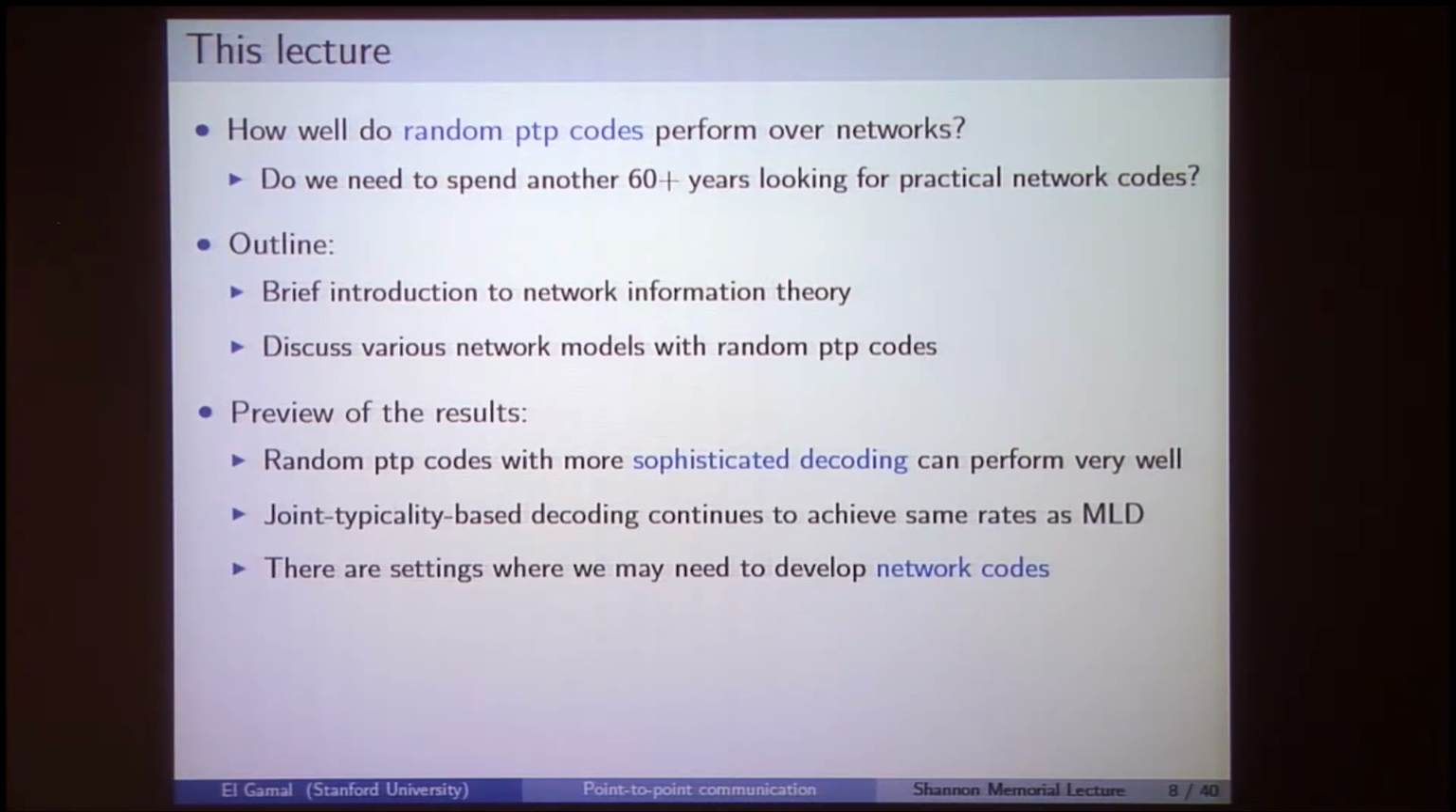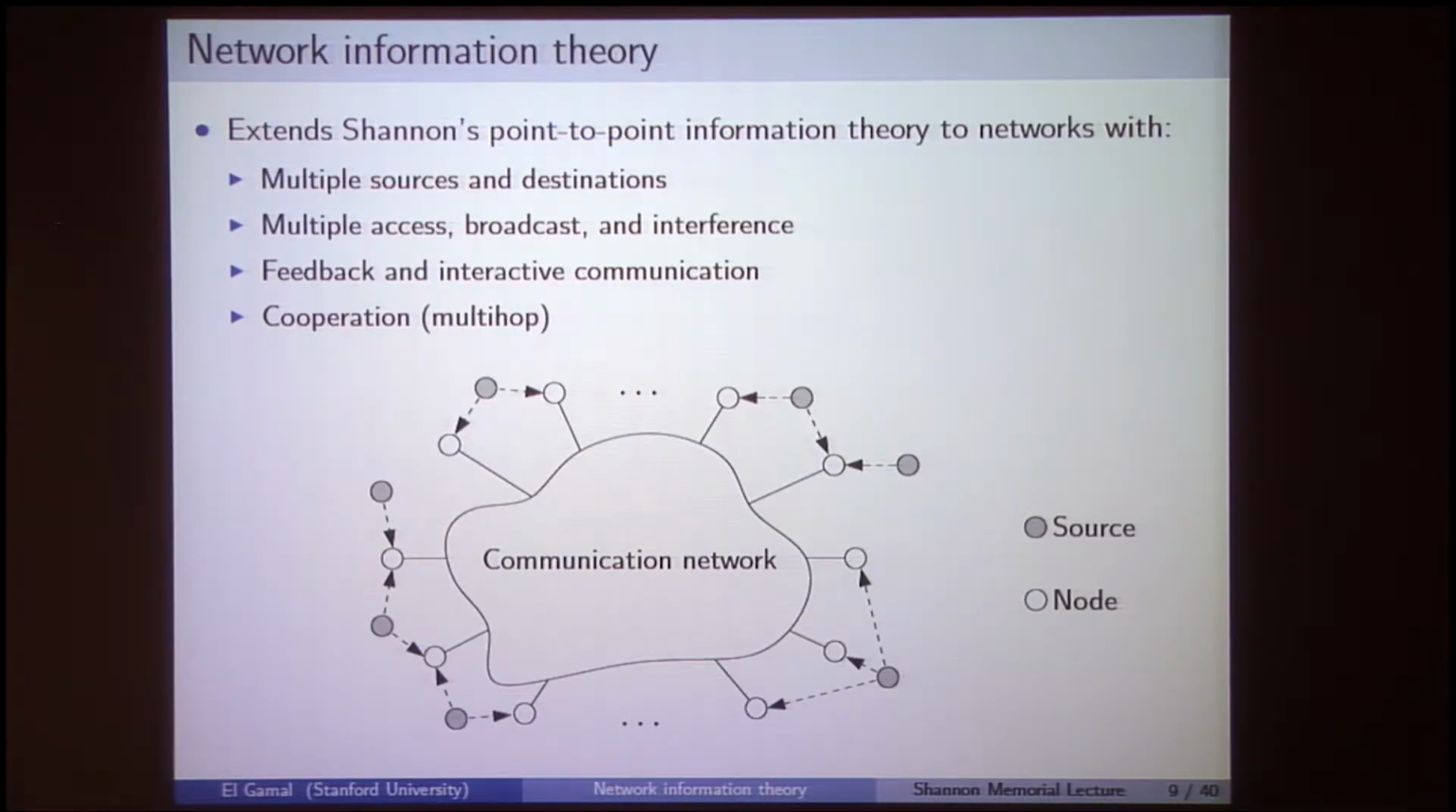Okay. So let me say a few words about network information theory. The work in network information theory aims to extend Shannon's point-to-point information theory to networks with multiple sources and destinations, and shared resources such as multiple access, broadcast, and interference situations, as well as multi-round interactive communication and cooperation via multi-hop.